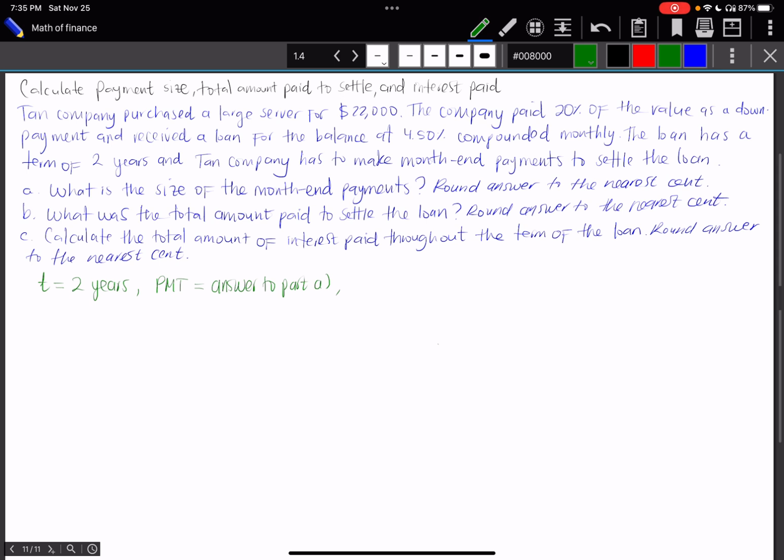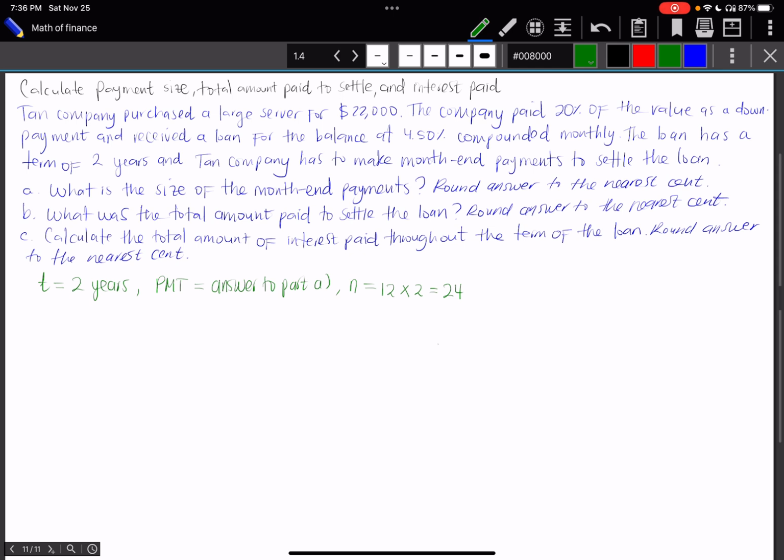Next, we have the total number of payments during the term of the annuity. To find it, we multiply the number of payments made per year by the time period in years. Because Tan Company makes month-end payments, there are 12 payments per year. And because the term is 2, we multiply 12 by 2 to get 24. So Tan Company makes 24 payments in total to settle the loan.